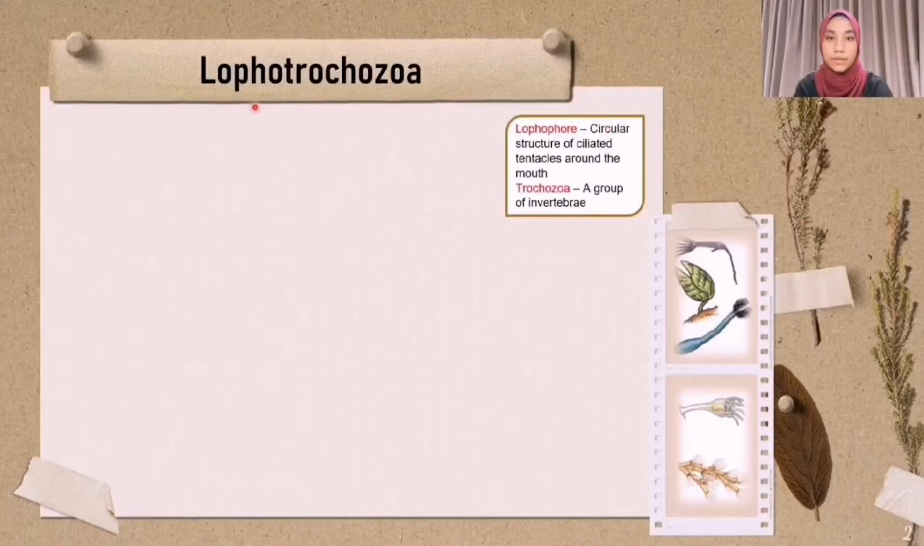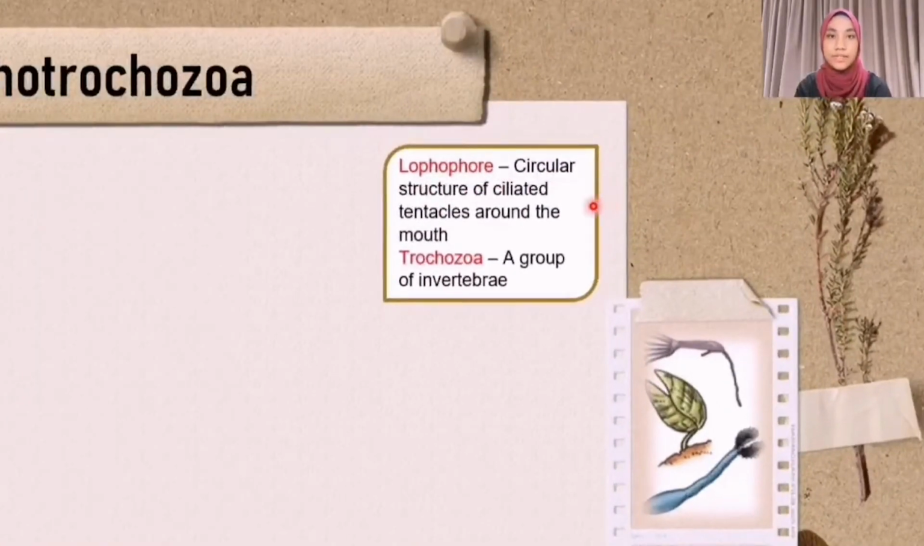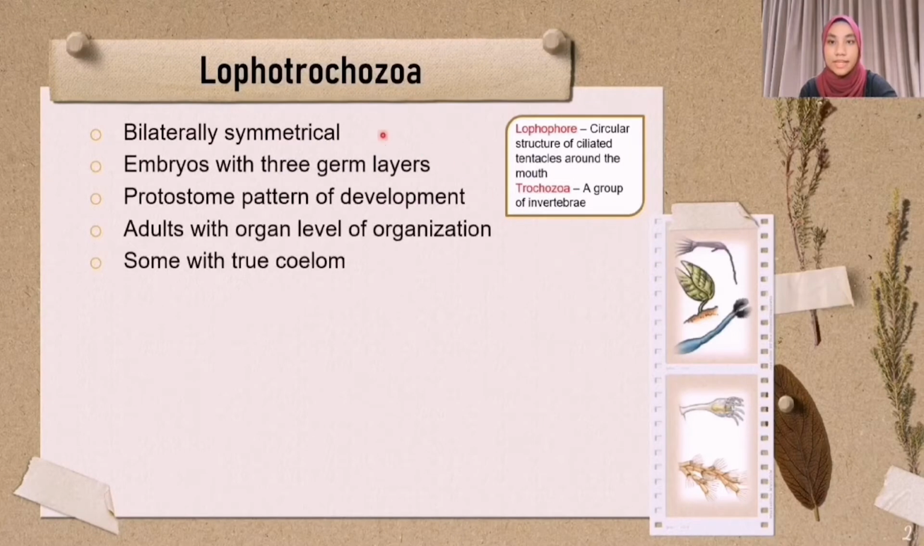Lophotrochozoa. The name Lophotrochozoa comes from two words: lophophore, which means a cellular structure of ciliated tentacles around the mouth, and trochozoa, a group of invertebrates. These animals are bilaterally symmetrical during at least one stage of their development and undergo spiral cleavage compared to radial cleavage in other protostomes. As embryos, they have three germ layers. As adults, they achieve the organ level of organization. Some have a true coelom, as exemplified by the annelid worms.